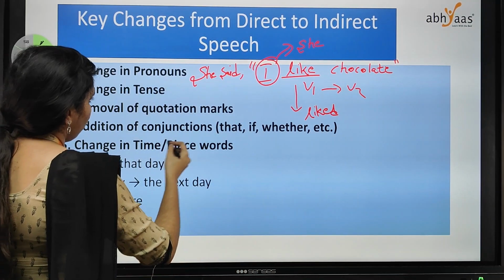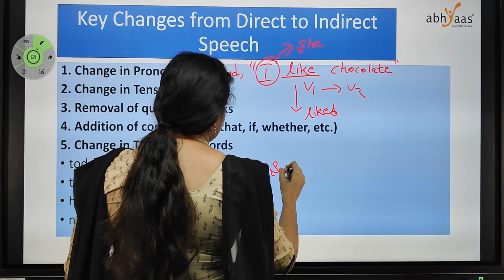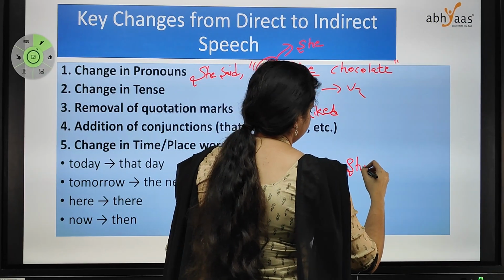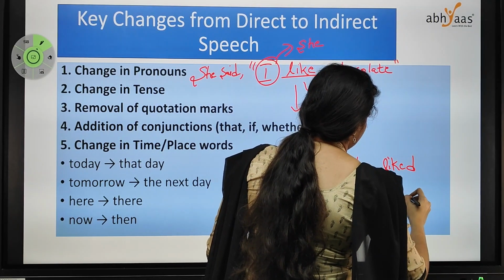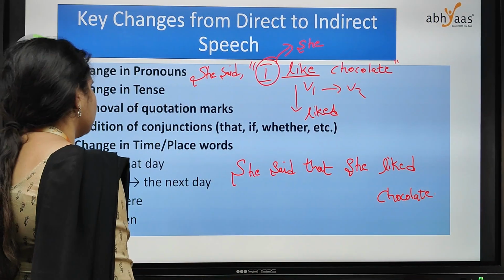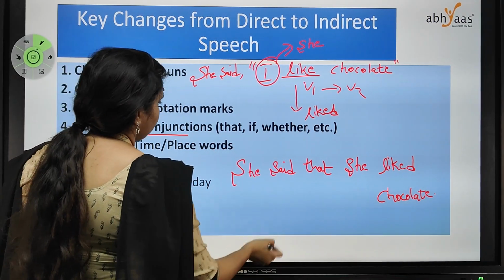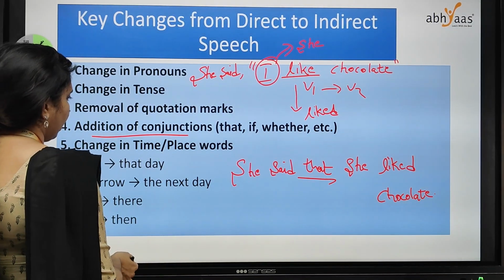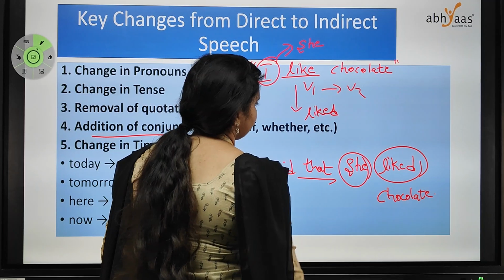Then would be removal of quotation marks. So it would go like, she said that she liked chocolate. So first of all, what are we doing here? We are removing the quotation marks, and then we are adding a conjunction to the reporting verb, which is said. And then we are changing the pronouns, and also we are changing the tense of the sentence.